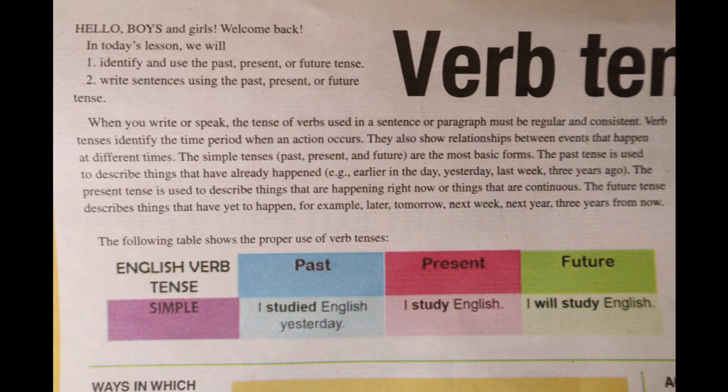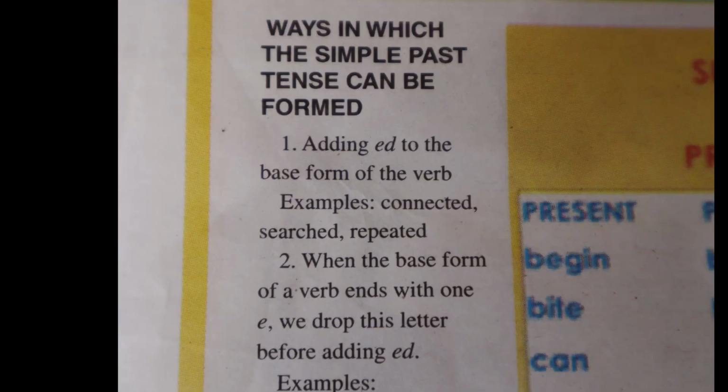It hasn't happened yet. Ways in which the simple past tense can be formed. 1. Adding ed to the base form of the verb. Example, connected, searched, repeated. So, today I connect, yesterday I connected. Let's make that real. So we have a plumber who comes to connect the water pipes to the main that is down by the road. So that happens today. So we would say, the plumber connects the pipes, but yesterday the plumber connected the pipe. So when we're making reference to the past, we would in this case add ed.